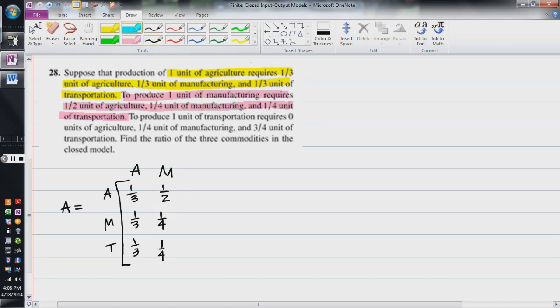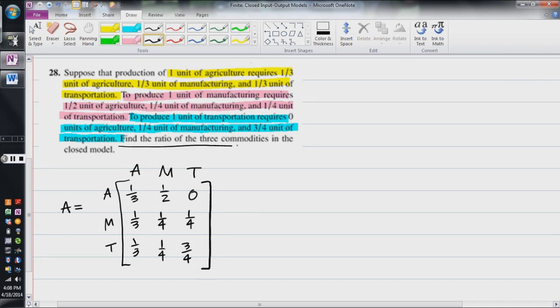And then the last one, to produce 1 unit of transportation, requires no agriculture, 1/4 unit of manufacturing, and 3/4 of a unit of transportation. So let's write that in. So we're creating transportation: 0, 1/4, and 3/4. Okay, so here's my matrix A. Find the ratio of the 3 commodities in the closed model. That's what we're trying to do.